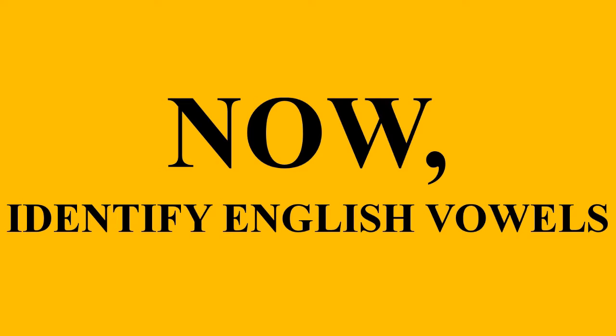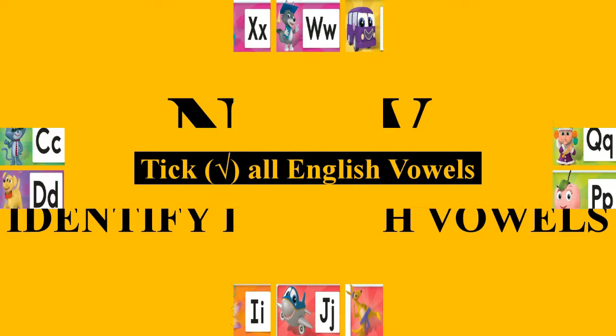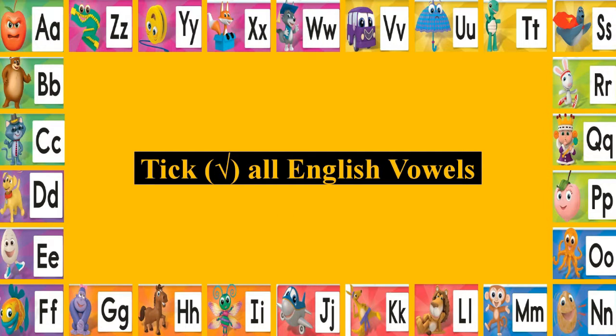Now, identify English vowels. You must listen to the instruction very carefully, before you begin. Instructions. Tick all English vowel sounds. You have 30 seconds to do this exercise. Do not pause the video, because we give you the exact time to do it. And, we will tell you how many seconds you still have. You must start to do it, now.